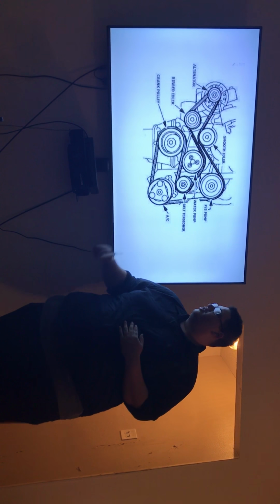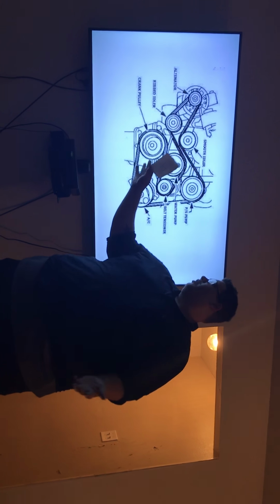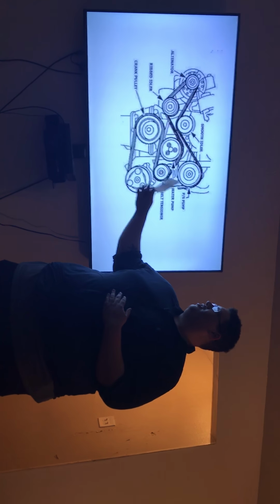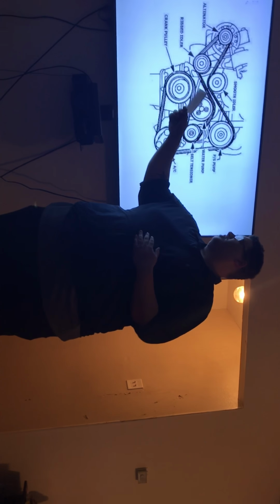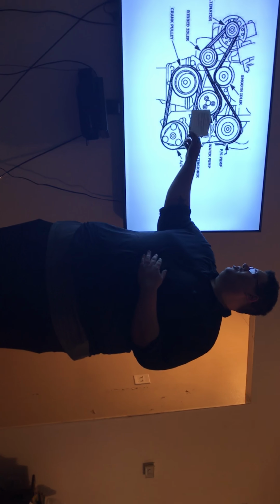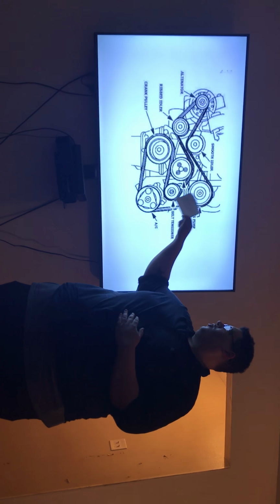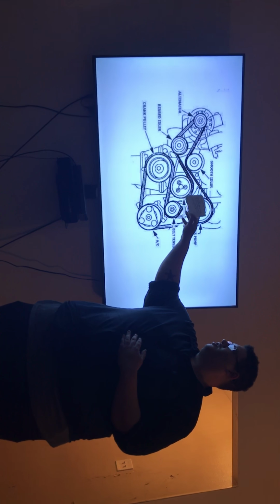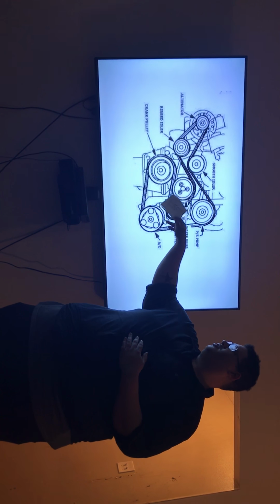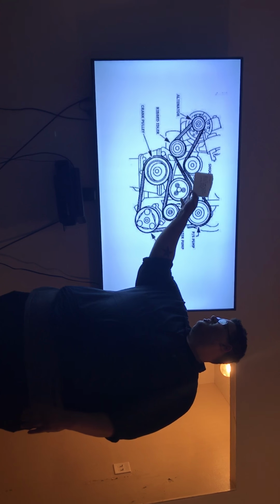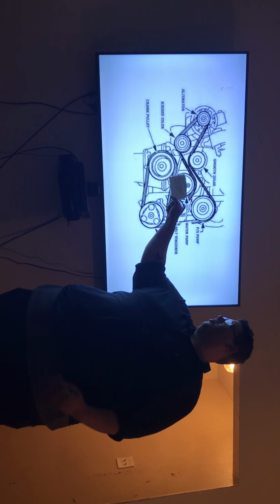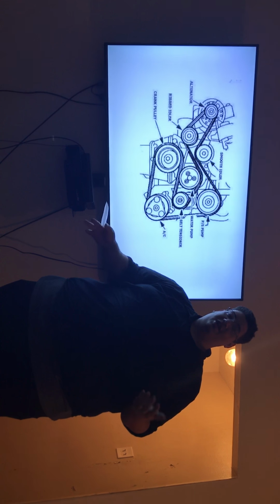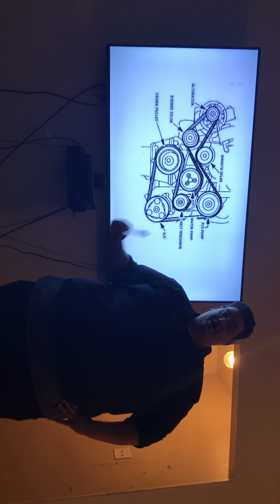Your alternator, in most cars, not all cars look exactly like this, but this is what we call a serpentine belt, which loops all around, and the motor turns the engine. It turns the belt, which in turn makes electricity through the alternator, which powers everything electrical in your car. And that's it.